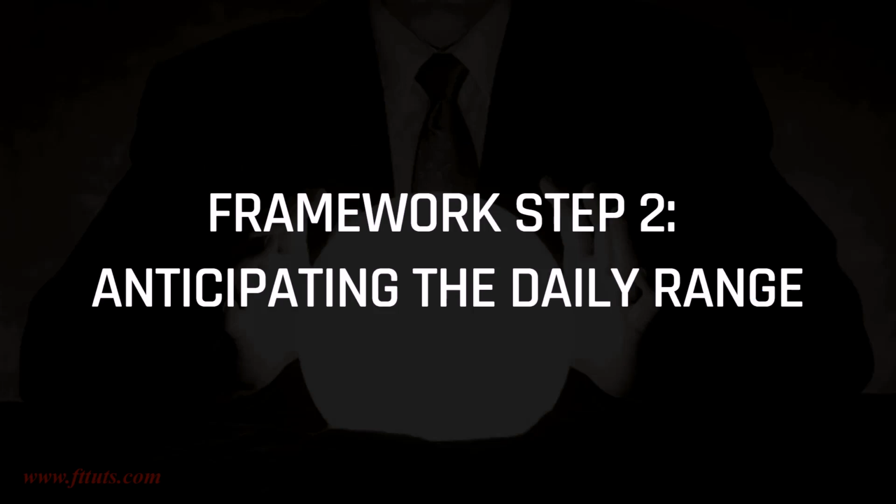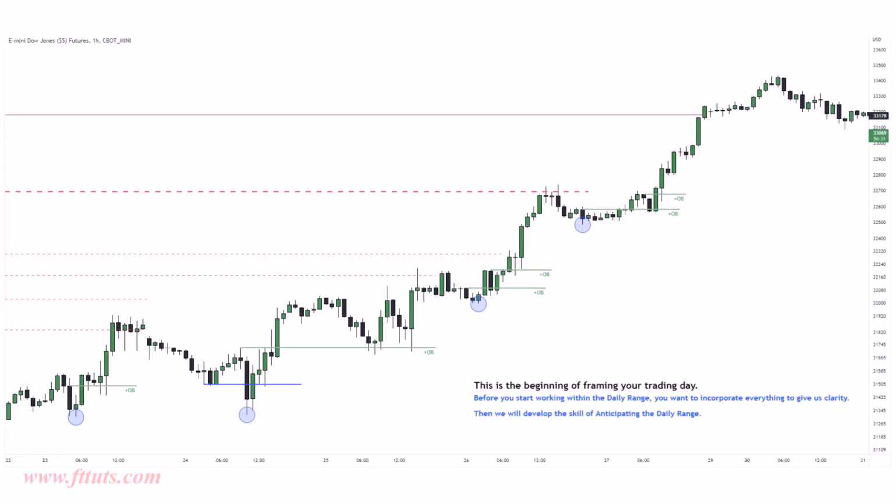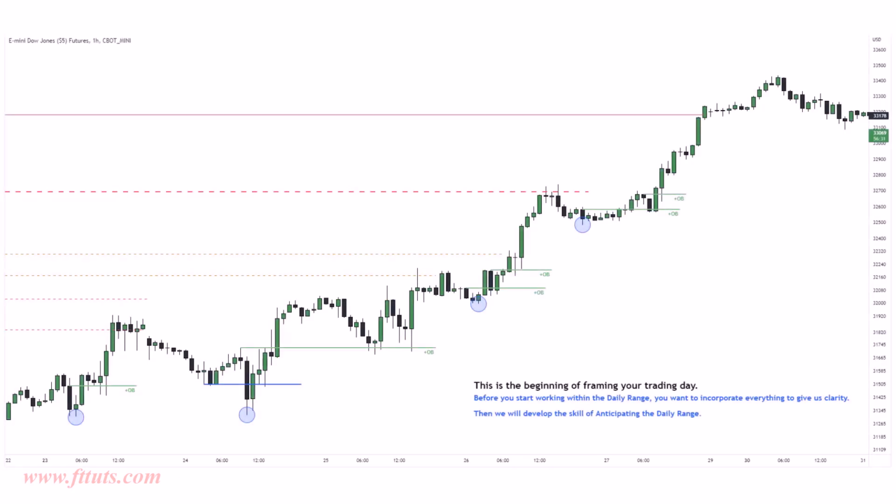Framework, step 2, anticipating the daily range. So this is the beginning of framing your trading day. Before you start working within the daily range, intraday, you want to incorporate everything to give us clarity. Then we develop the skill of anticipating the daily range. So incorporate everything, like I said, everything prior to this episode. Then you'll develop the skill of anticipating the daily range.